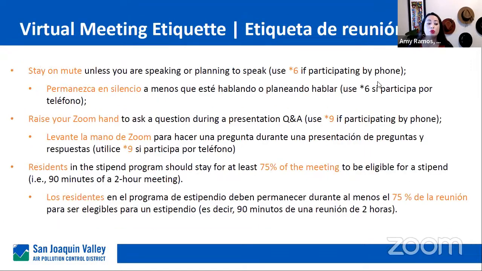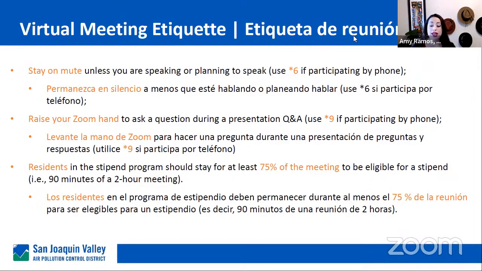As always, we do ask that you stay on mute unless you are speaking or planning to speak. If you have dialed in using your phone and not using the app for Zoom, you do need to select *6 to unmute. We do ask that you raise your hand when you have a question. For tonight, we have a very lengthy presentation and a lot of discussion coming, so we imagine there's going to be a lot of questions. Using the hand feature allows us to make sure that we count everyone and allow adequate time for Q&A, or questions and answers.